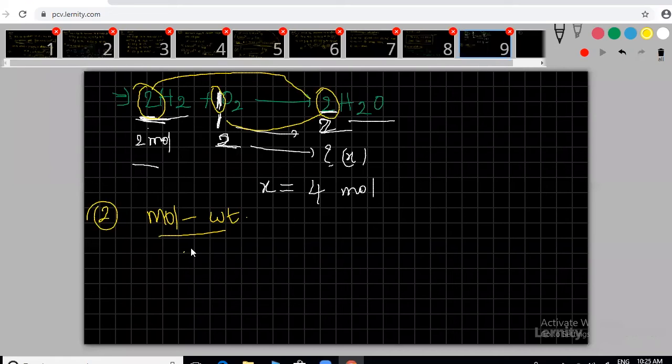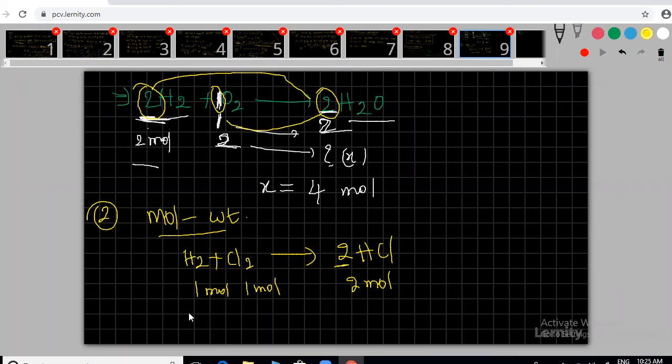you can take the same example also, sir. No issue here. H2 plus Cl2 gives rise to HCl. Here 1 mole, this is also 1 mole, and this is 2 moles, because I write the number in front of it. Here nothing is there, that's why 1. 1 mole means how many grams, sir? 2 grams. 1 mole of Cl2 means 71 grams. Here 2 moles of HCl means 2 into 36.5 grams, nothing but 73 grams.